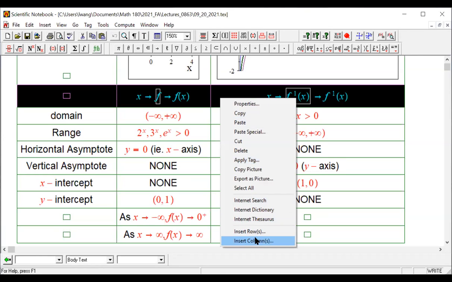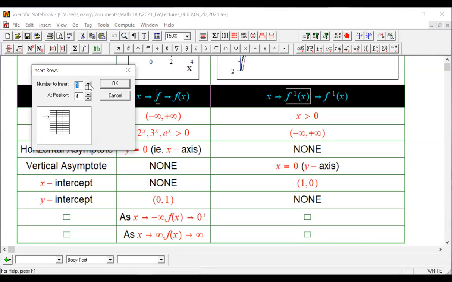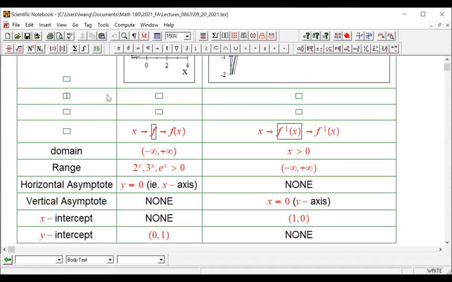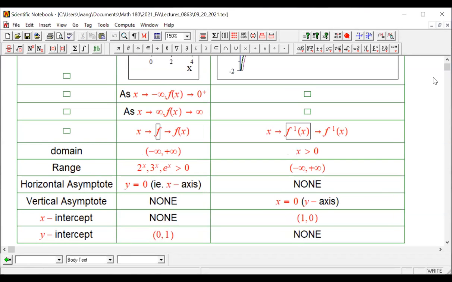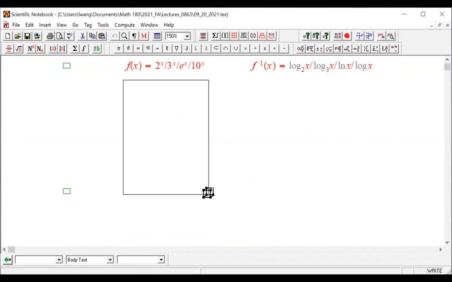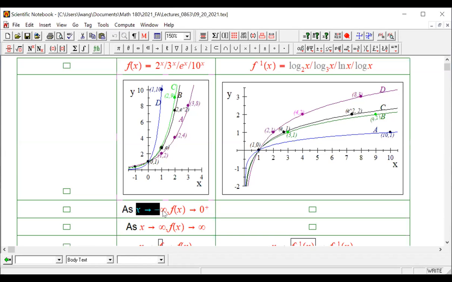Okay, so what I'm gonna do, I'm gonna insert two rows here. I'm gonna cut and paste it here. Okay, so these two are something you're gonna use in calculus, but I don't want you guys just to memorize it. Memorization is not gonna help you. You have to understand what it means for x approaching negative infinity.